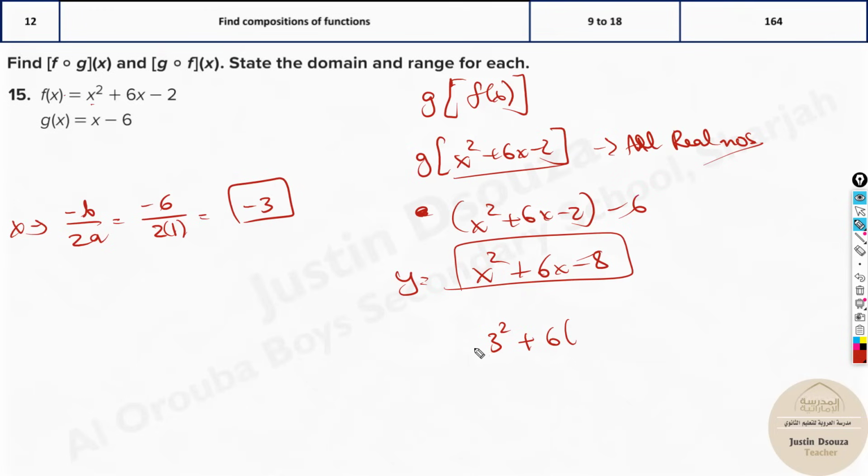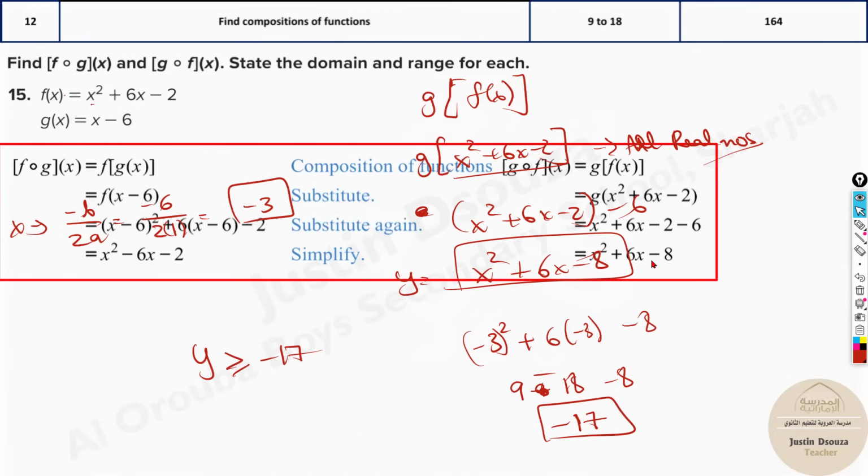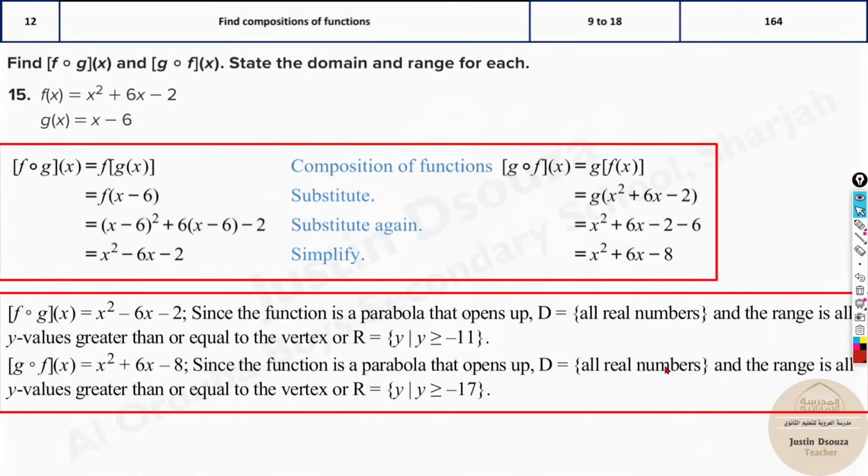3 squared, 6 times, now it's minus 3, minus 3, minus 8. Now 3 squared is positive 9. Plus 6 times minus 3 will be 18, but it's negative 18 and negative 8. So over here, what you can do is 9 minus 8 will be 1. Minus 18 plus 1 will be minus 17. So the range is minus 17. Y values are greater than or equal to negative 17. So that must be the answer. You can see this is the answer we got. But here the range is minus 17 and greater. But domain doesn't matter. It's all real numbers for any polynomial equation.